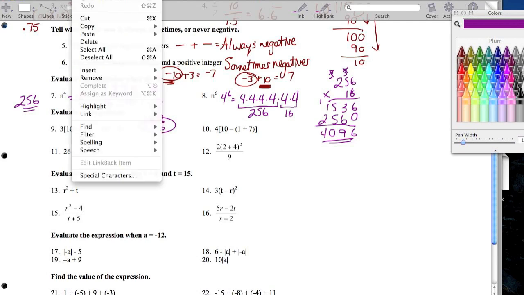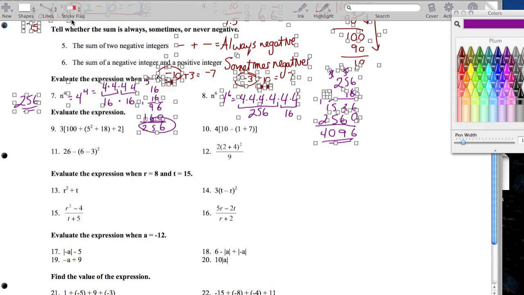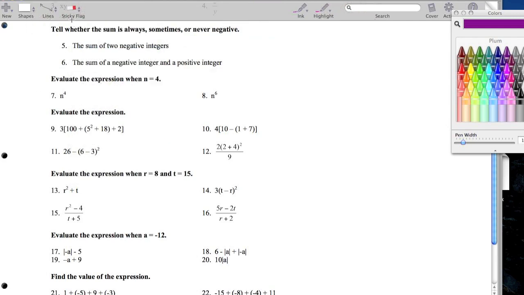I'm going to try something. There we go. Okay, I erased those answers so that I have room to do numbers 9 and so on, because these are going to involve a little bit more work. So number 9 I'm going to put right here. The problem says 3 times the bracket of 100 plus 5 squared plus 18 plus 2, and that's what we have. So first thing we want to take a look at is our parentheses, because they're inside the brackets. So we look here first, and then we follow order of operations again.